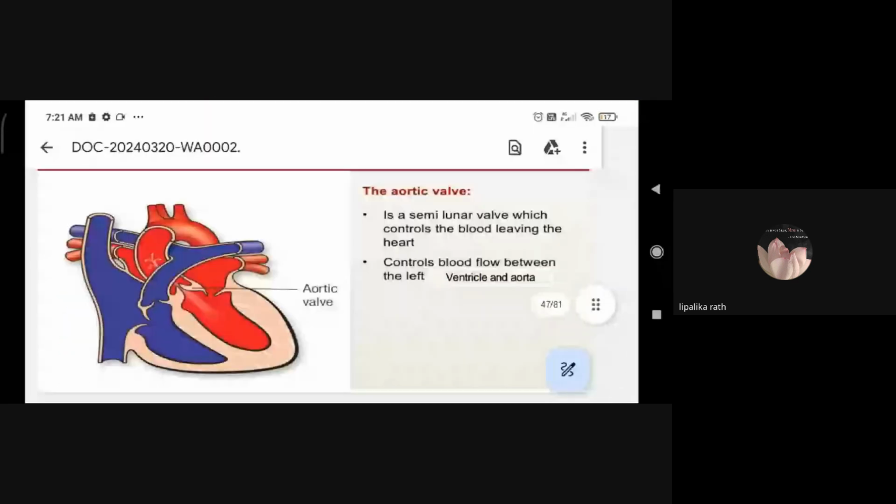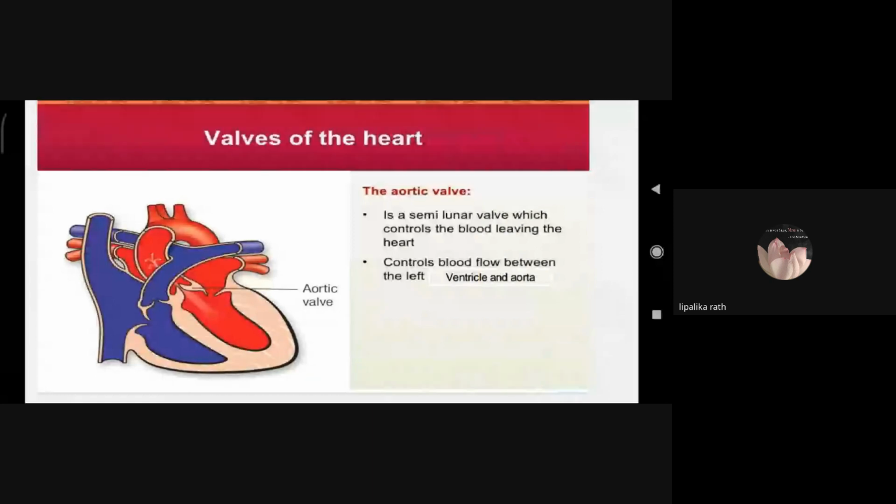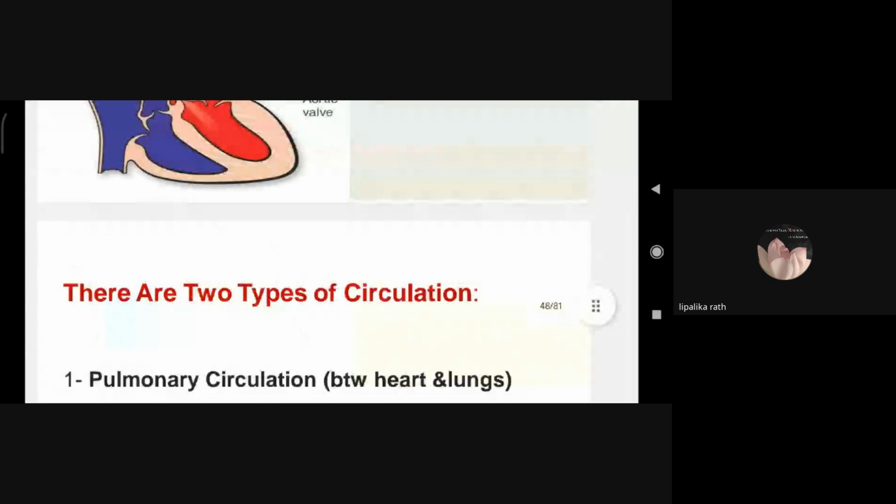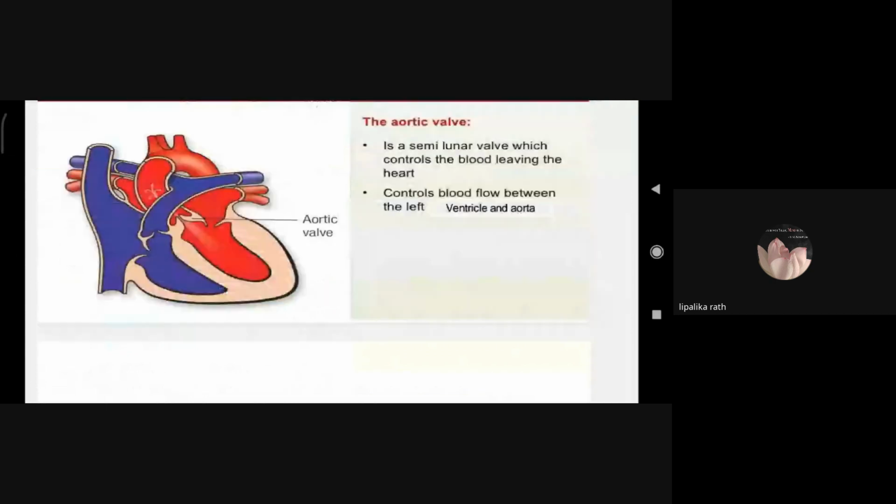So, valves of heart. The aortic valve is a semilunar valve which controls the blood leaving the heart, controls the blood between the left ventricle and aorta. Okay. So it is the aortic valve is present between left atrium and left ventricle. This is enough for your information and understanding. You can see here it is labeled. The aortic valve that is present at the left side between atrium and ventricle.